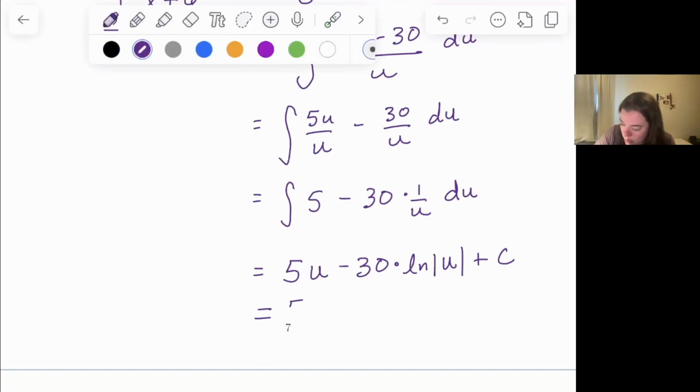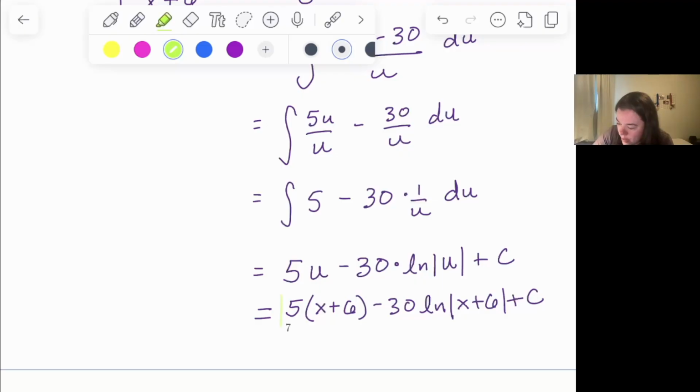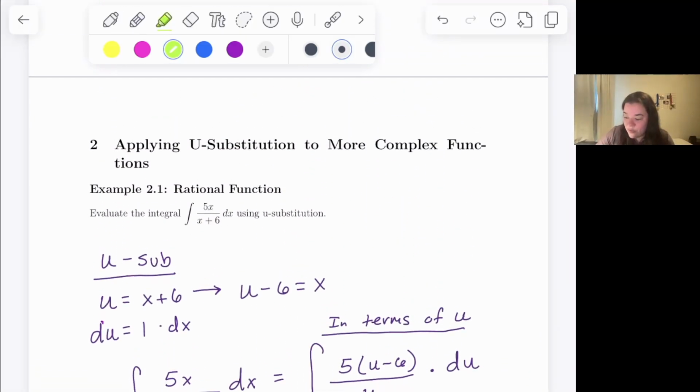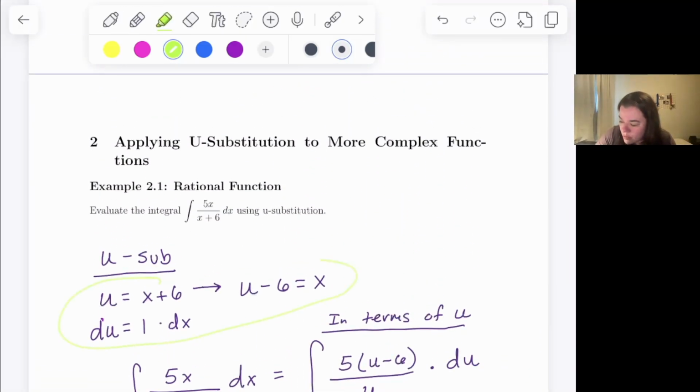So our final answer becomes 5u, but u gets replaced by x plus 6, minus 30 natural log of x plus 6, absolute valued, plus c. There it is. This is the final answer to the original problem. That is the antiderivative of that original integrand. That's a tough one. This fancy footwork, knowing to make this little adjustment in your scratch work, just takes experience. Let's just do more examples.